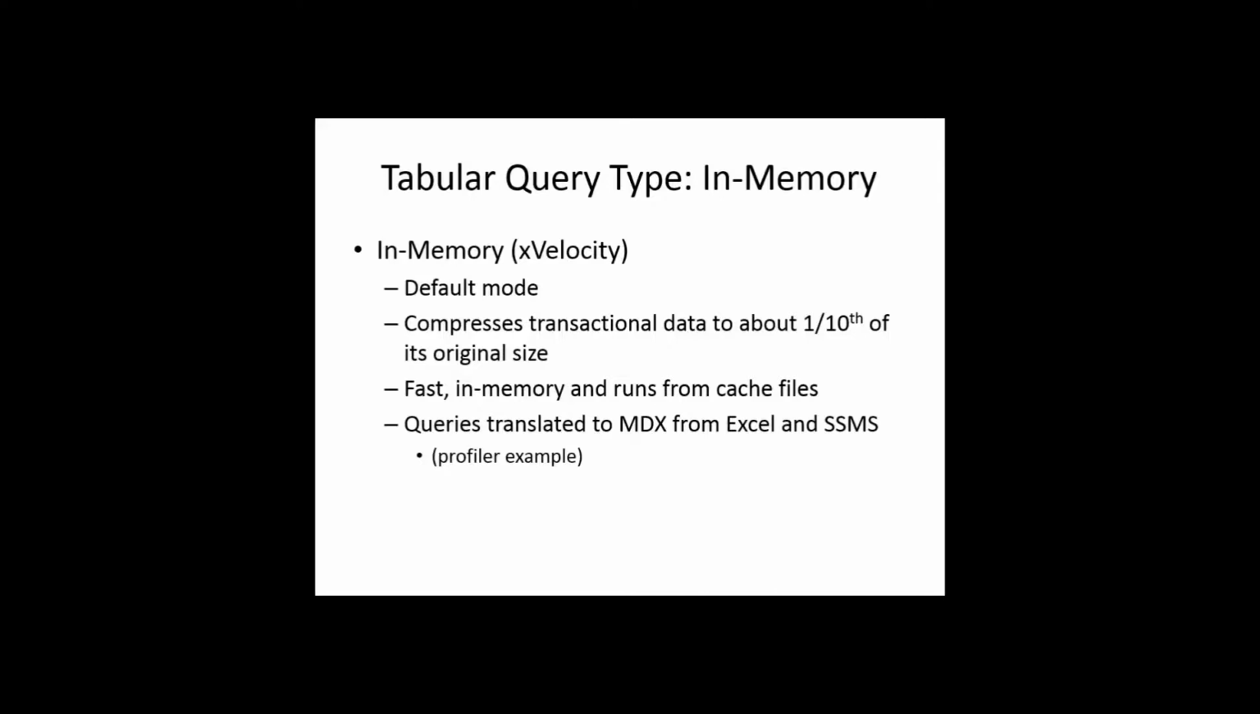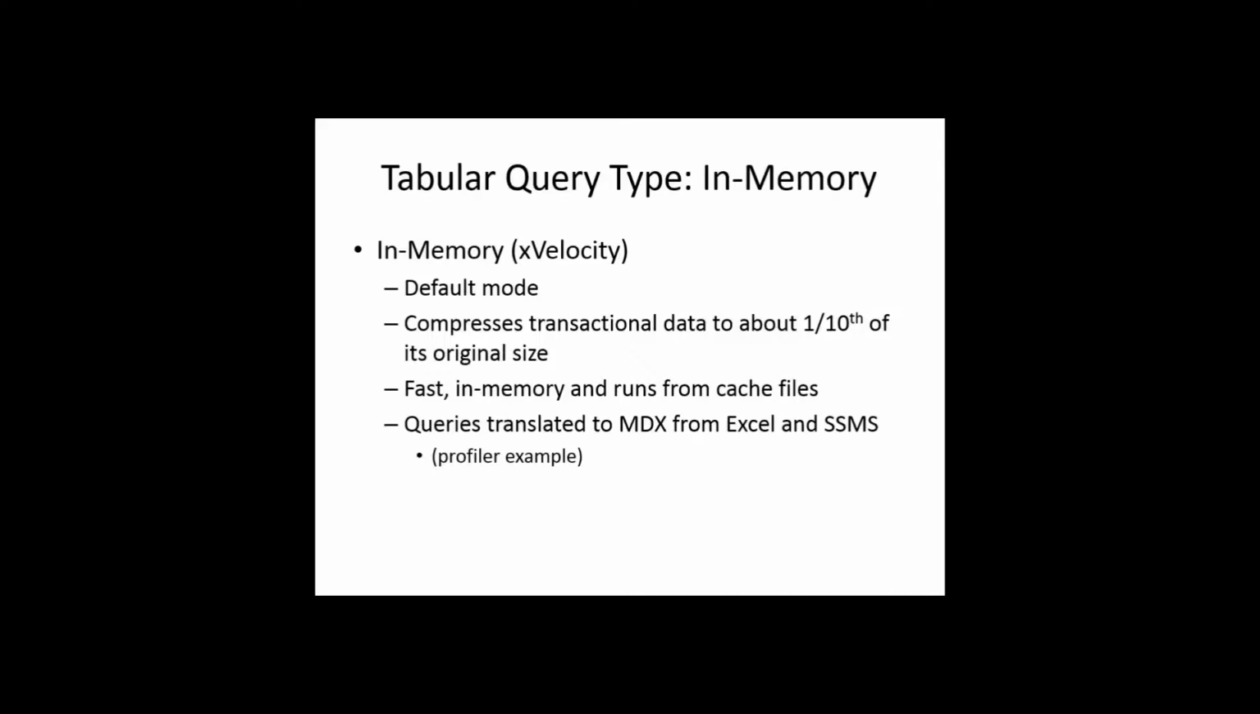With tabular databases, you have a completely different option in that you can select what kind of browsing experience you want your user to use. So I can say I want them to use in-memory, or I want them to use a different type. I want to customize this based off what I want to see. My in-memory is my default. That's the xVelocity engine that we all hear so much about.